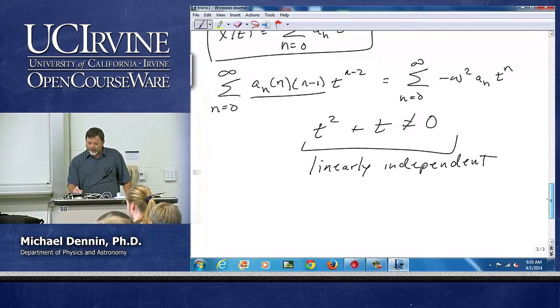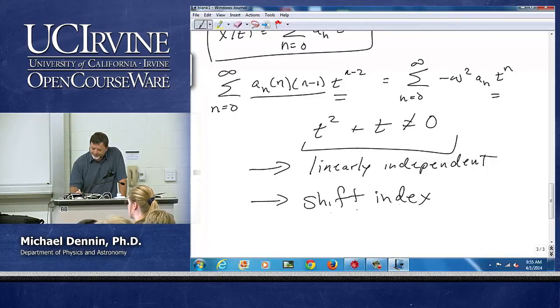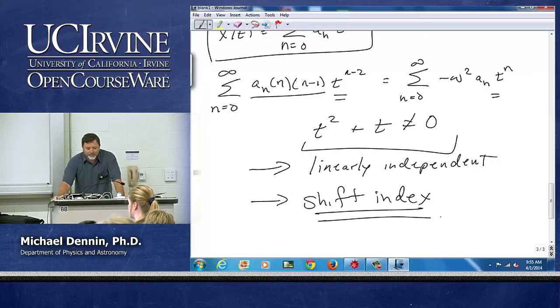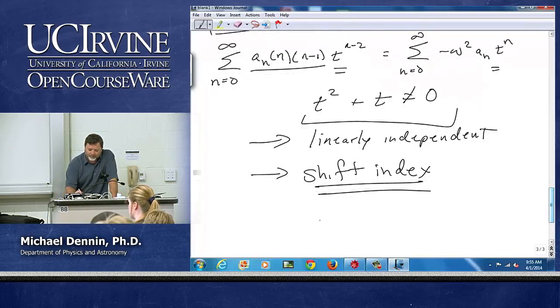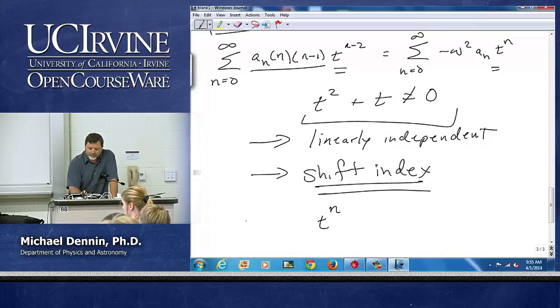So this is where I kind of reshift my indices on each side. That's another common trick in physics, is we shift our index. And you're going to have to get better at that. So if I'm making something on the right, t to the n, that was n minus 2, then my a sub n becomes n plus 2.